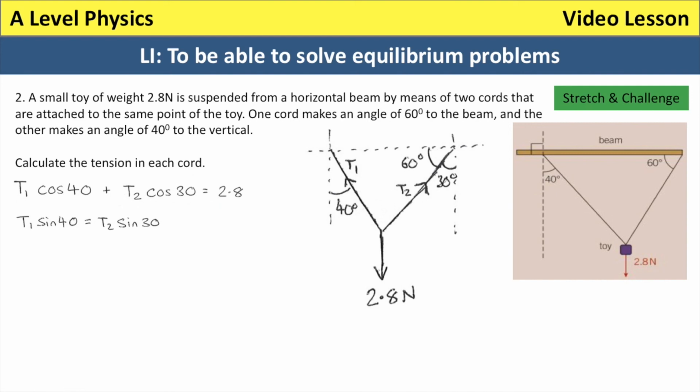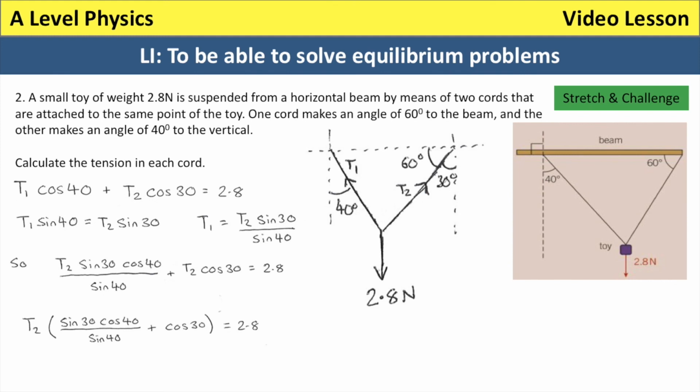There are other ways of solving simultaneous equations, of course, but I'm going to divide that second equation by sine 40 to give me T1 is equal to T2 sine 30 over sine 40. I will then replace T1 in the first equation with the value T2 sine 30 over sine 40. So rewriting that first equation gives me T2 sine 30 over sine 40 multiplied by cos 40, and then the rest of the equation is the same. It is still plus T2 cos 30 equals 2.8. I'll then factorise out the value of T2 because it appears in both of those terms on the left hand side, and then I will divide by the quantity in those brackets to give me T2 equals 2.8 over 1.5, so the value of tension 2 is 1.92 newtons.